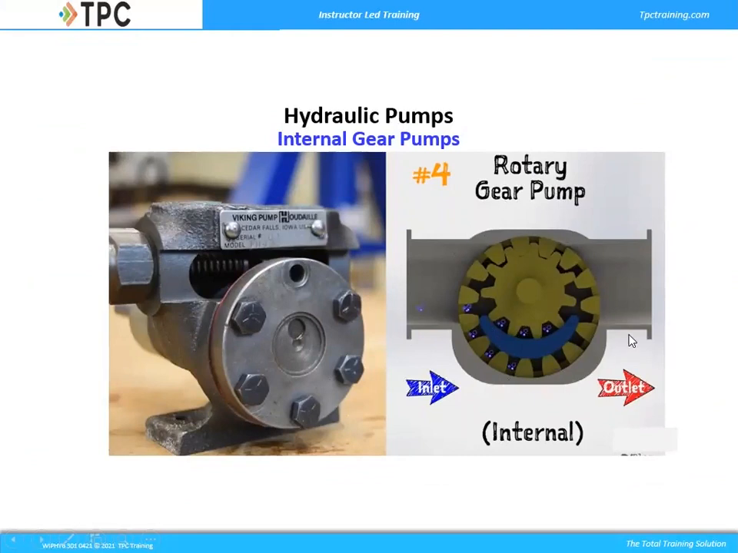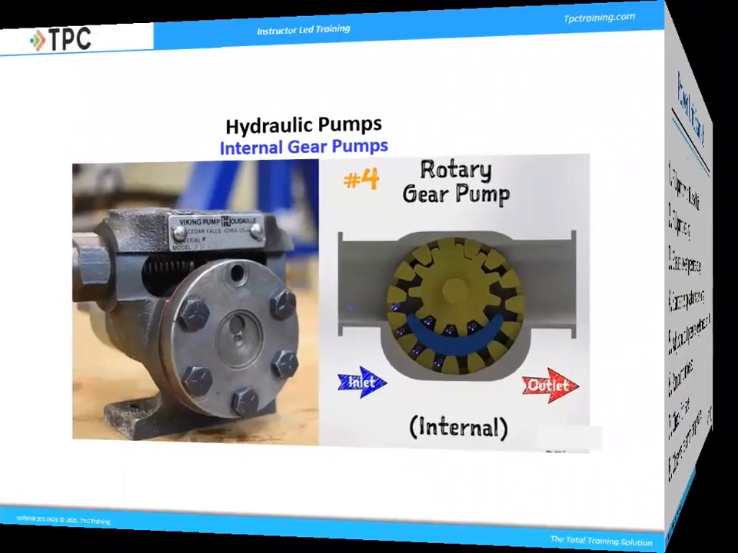A qualified person really has to know your hardware, that way you're able to troubleshoot it quickly and get your machine, your system, back up and running. At the outlet, as the flow is coming through here, this gear is turning, and then boom, our discharge of the fluid out on the other end.